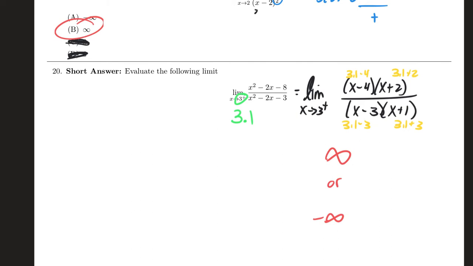3.1 minus 4, that's going to be a negative number. 3.1 plus 2, that's going to be a positive number. 3.1 minus 3, that's still going to be positive. And 3.1 plus 1, that should be a 1, not a 3, because I'm adding 1. Doesn't matter, it's still positive. So if I have 1 negative and 3 positives, that final answer is negative. So my final answer is just negative infinity. I know it's going to infinity, or one of the infinities. And because I have 1 negative and 3 positives, my answer has to end up being negative.